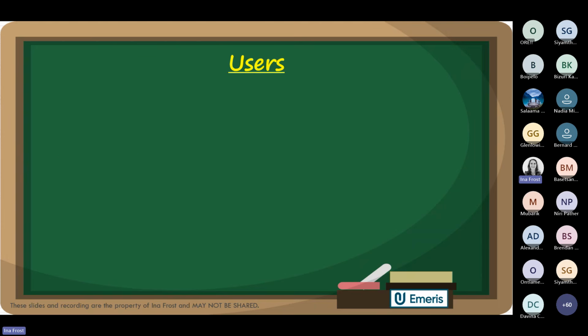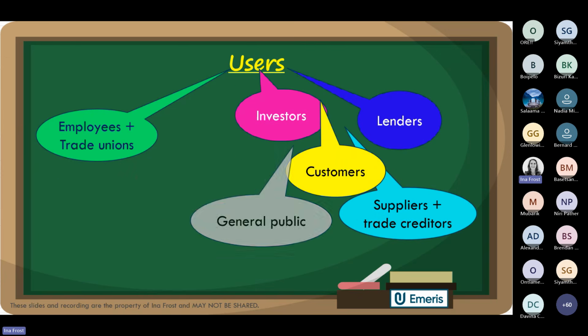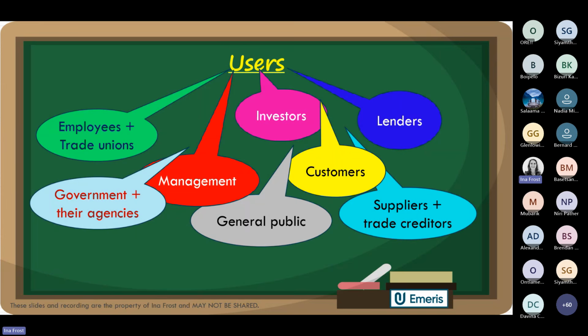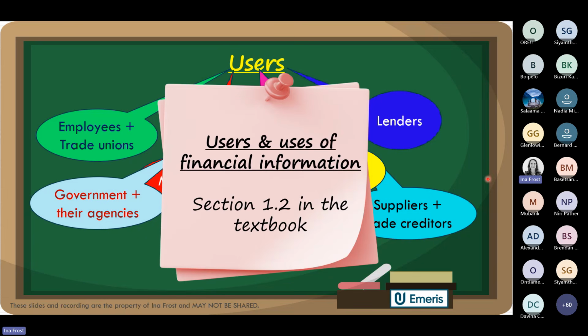And remember again, the users of our financial information are the investors, the lenders, the employees, the government, the management, the general public, customers, suppliers, and trade creditors. On these users, you must be able to name all of them, and you must also be able to give us a short description of why each of these groups will be using the financial information. And that is in section 1.2 of your textbook. So please make sure you are studying this as well.